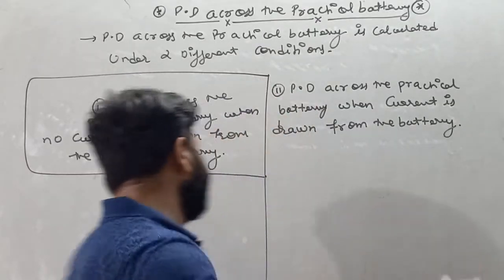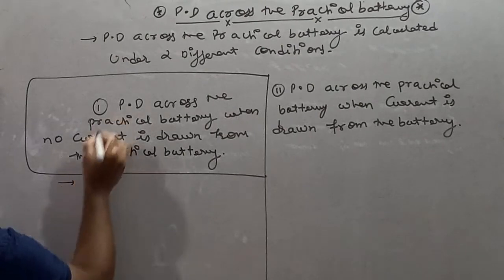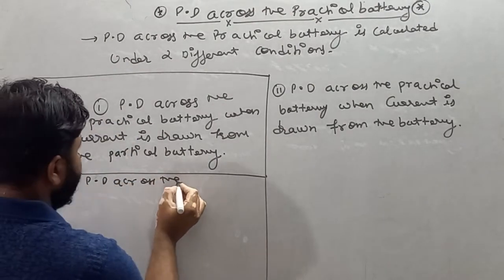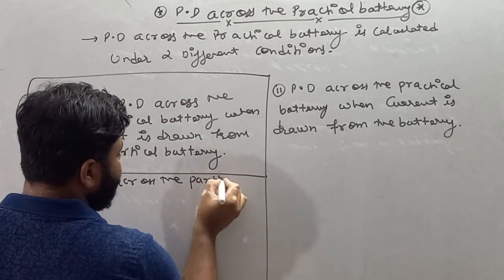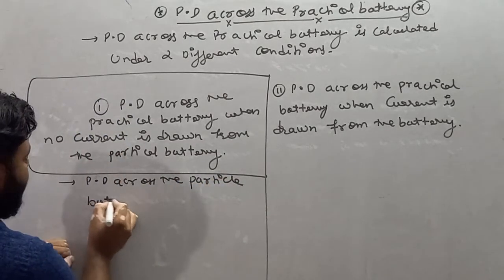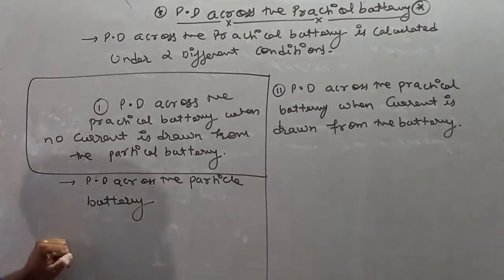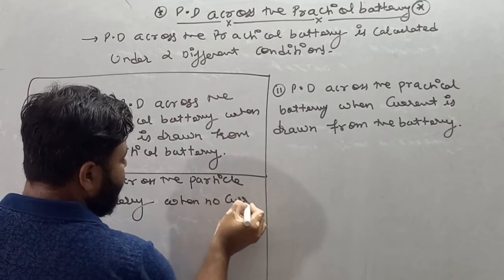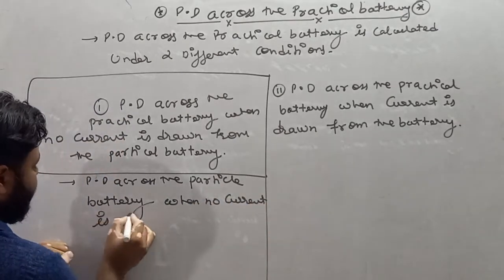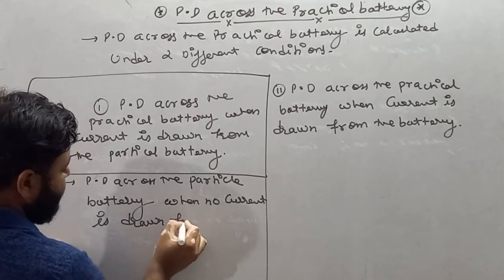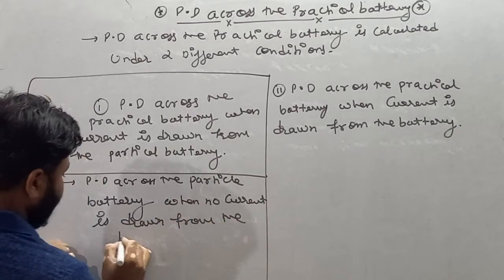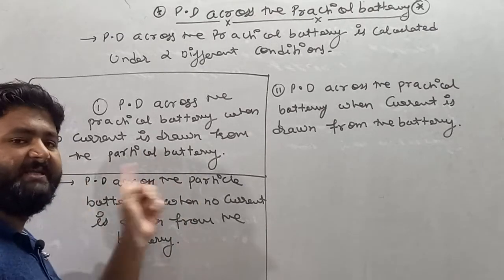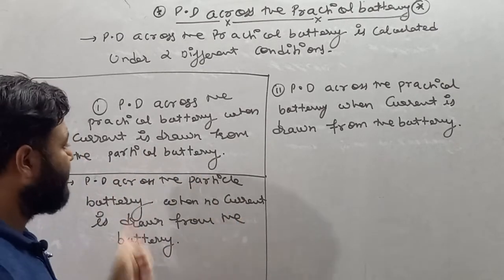any external circuit. So I am writing here, this means potential difference across the practical battery when no current is drawn from the battery. This is that situation in which current is not drawn from the battery.